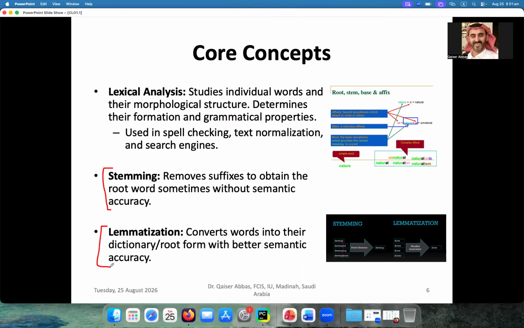Lemmatization is also the same thing. After applying lemmatization, you will get a word to its root form, but it will always have the semantics. That is the only difference.